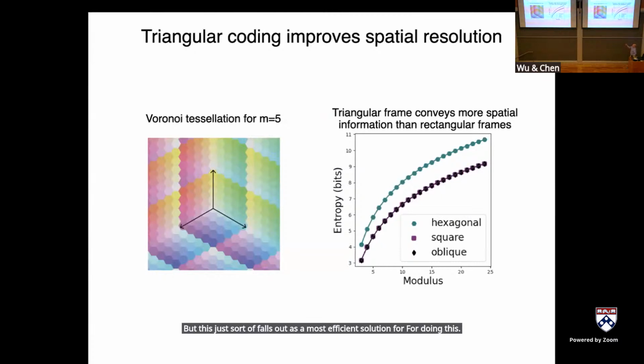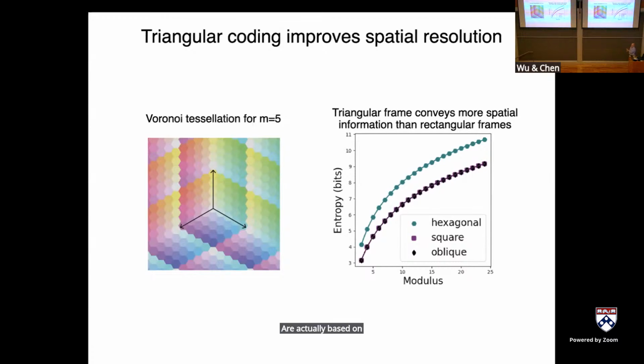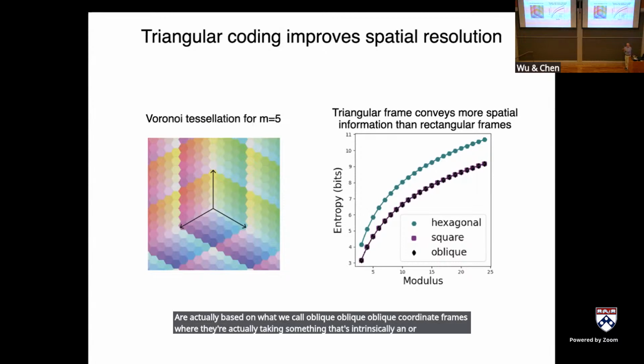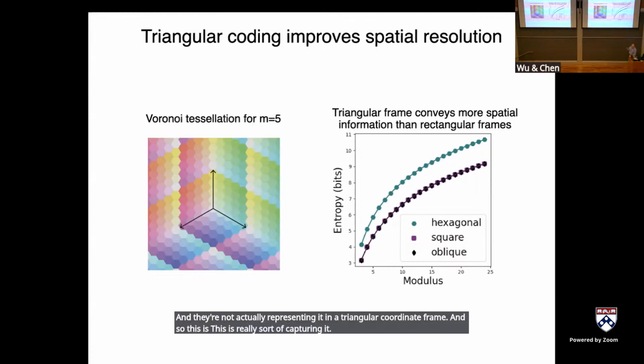Okay, and this is showing the boost that we get from a triangular coordinate system over a regular Cartesian square coordinate system. And I should mention, by the way, that most of the grid cell models you see out there are actually based on what we call oblique coordinate frames, where they take something that's intrinsically an orthogonal coordinate frame and skew it to be trapezoidal, and they're not actually representing it in a triangular coordinate frame. So this is really capturing it at that ability.